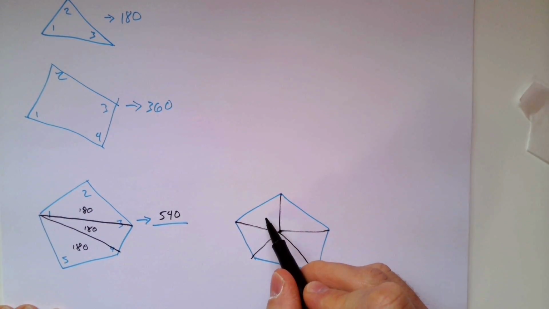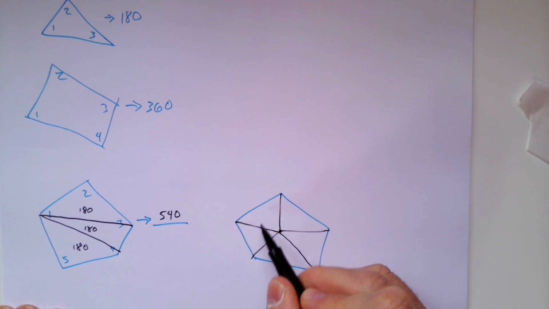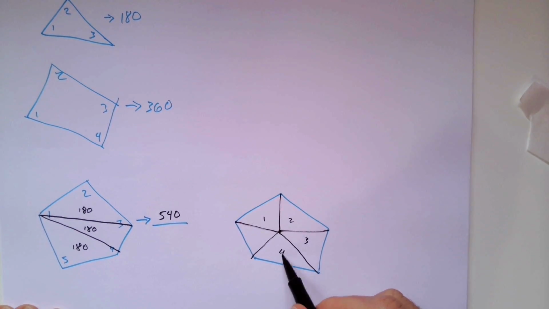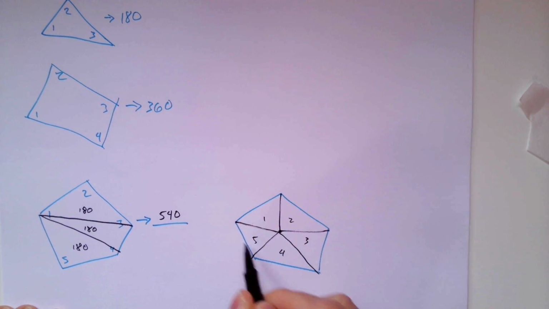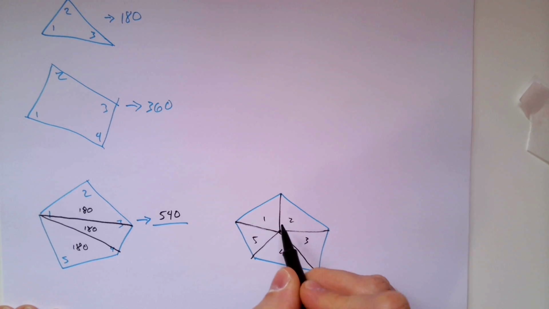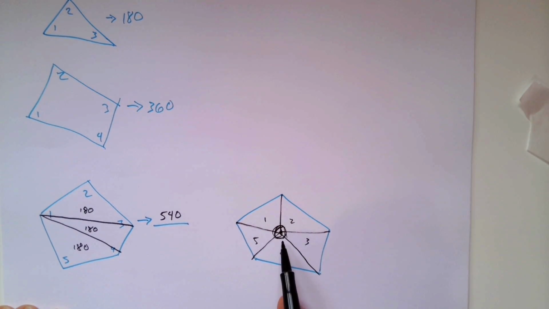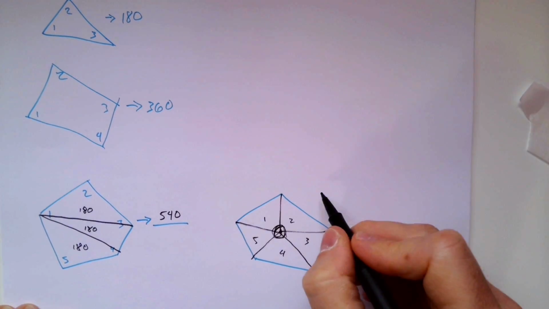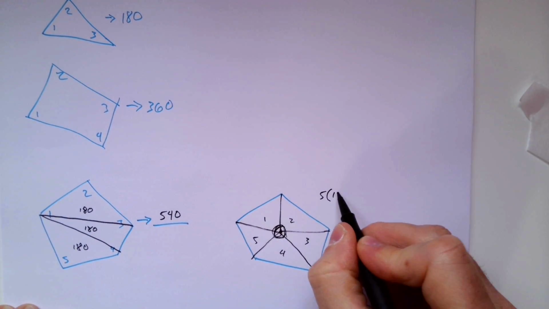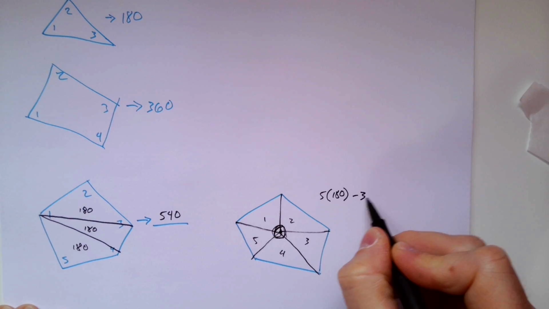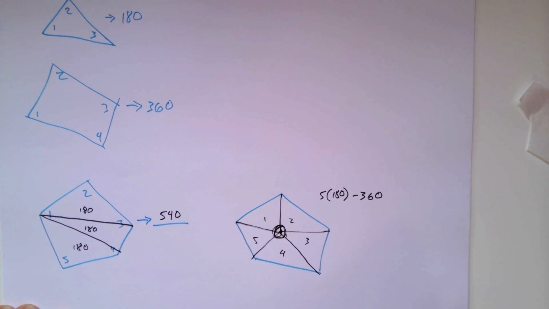But notice that I have 1, 2, 3, 4, 5 triangles. But what I'm concerned with is the interior angles, not the central angles. And that's what these in the middle are, central angles, right? So we'd have, in this case, 5 times 180 minus the 360 degrees in the middle, right?